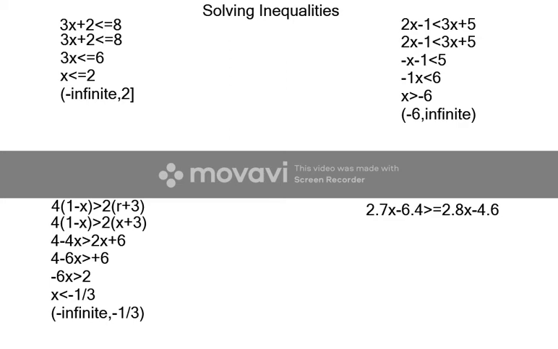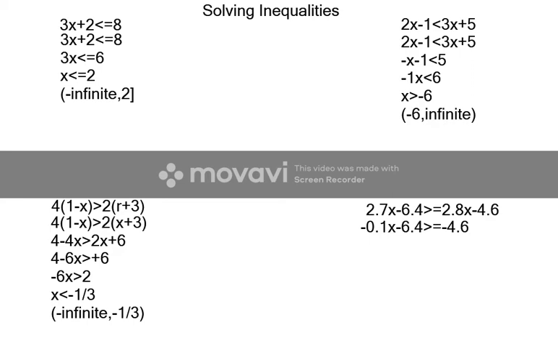So let's do one more problem. We see here that we're dealing with decimals, right? Decimals are the same thing, you do the same thing, there's no difference. They look intimidating, but they're really not. So for this one, let's subtract 2.8x on both sides. So 2.7x minus 2.8x is negative 0.1x, and then minus 6.4 is greater than or equal to negative 4.6.